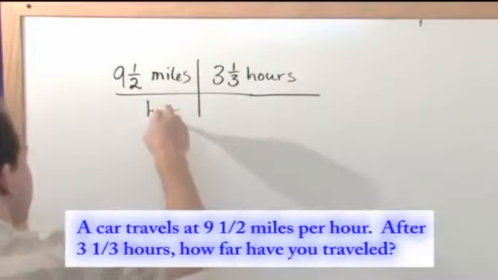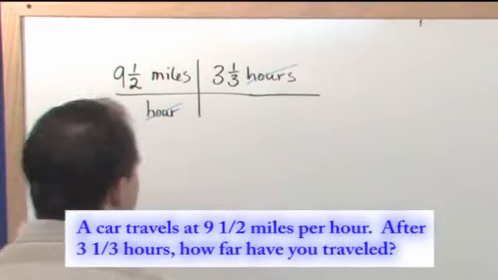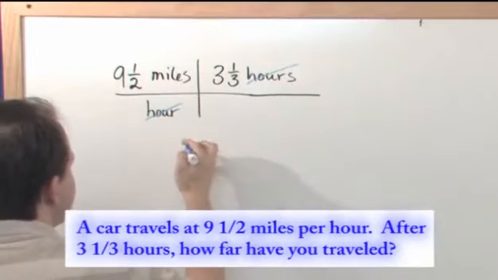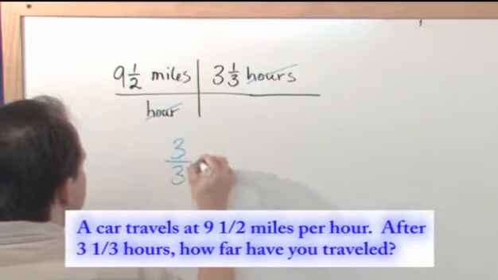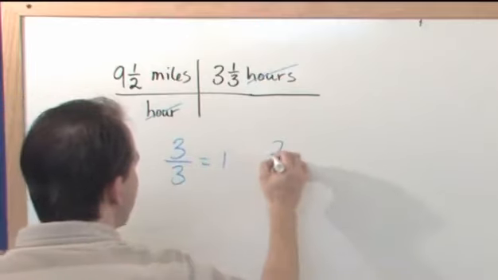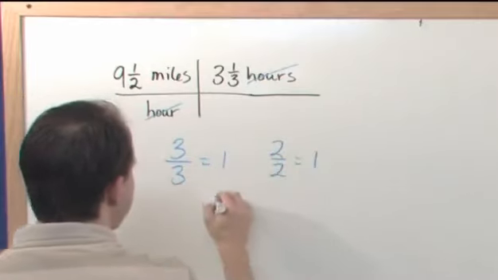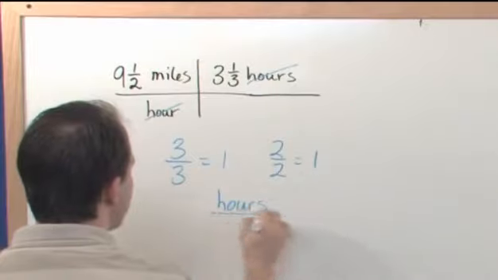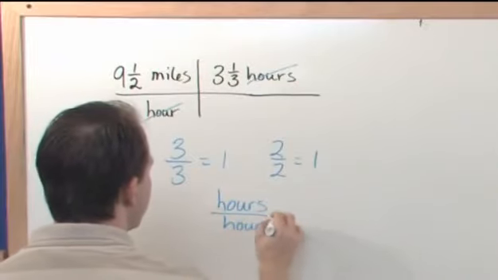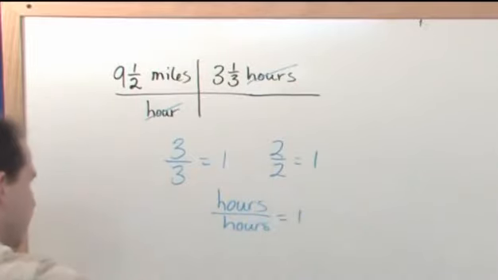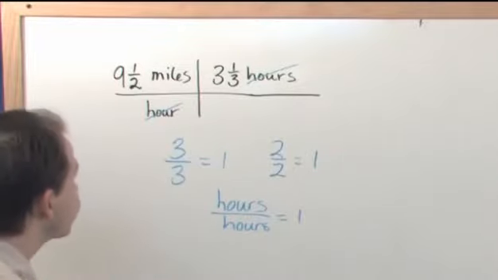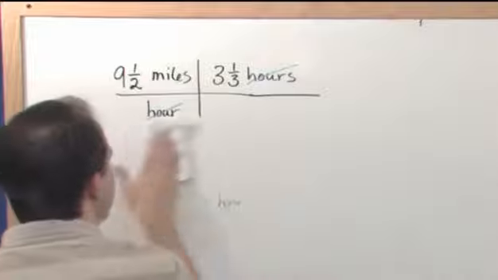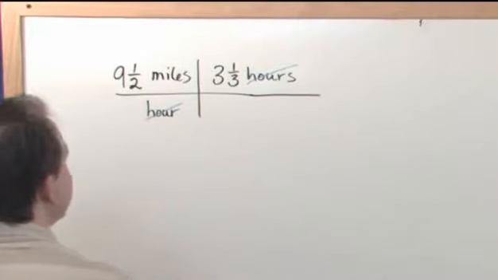Now because hours is on top and hours is on the bottom, they can divide out. They're dividing out here the same exact way that 3 over 3 is 1 and 2 over 2 is 1. Well, hours over hours is 1. So that's why they disappear, because when you write it like that, they just go away. They go to 1. So anything on the top and the bottom, if they're the same thing, they disappear.